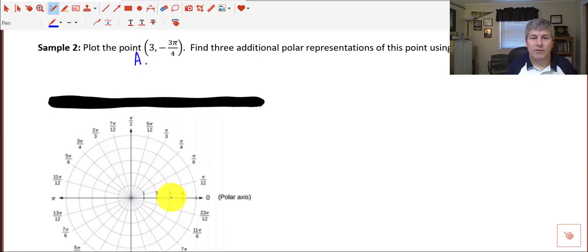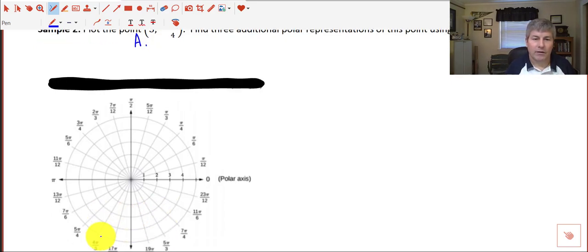So 3 is my directed distance. My angle, negative 3 pi over 4: 1 pi over 4, 2 pi over 4, negative 3 pi over 4. Let's see if we can sketch that out. 1, 2, 3. And that is going to be located right there. That's going to be our point A.